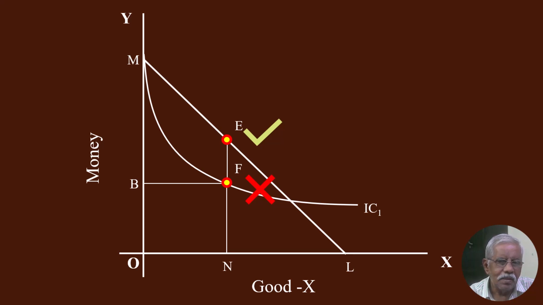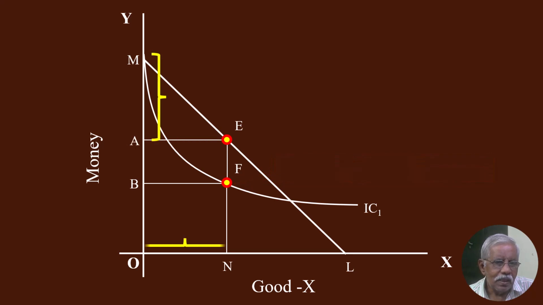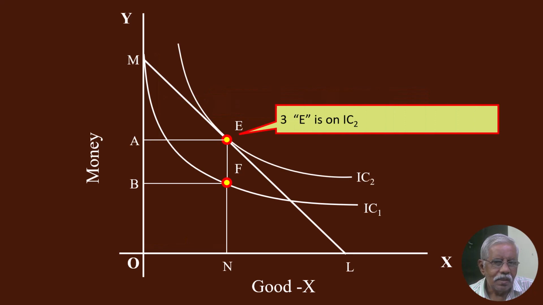Why? Because of three reasons. 1. Though combination F also contains N units of good X, it is to the left of the budget line. So, the consumer will prefer combination E over F. 2. More than that, he pays only MA units of money to buy ON units of good X. 3. IC2 is tangent to the budget line ML at point E. So, combination E is on indifference curve IC2, which represents a higher level of satisfaction than IC1.